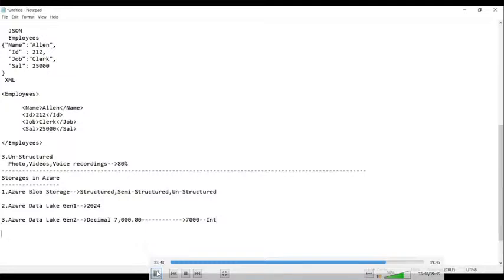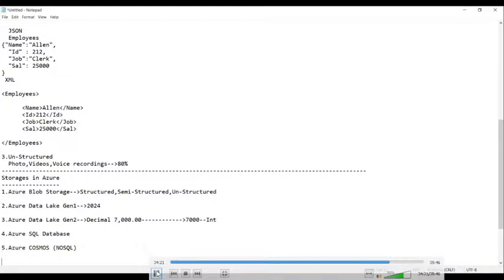Guys, apart from this, you also have the next one, Azure SQL database. Then you have Azure Cosmos DB. Cosmos DB is nothing but a NoSQL database. Am I right, everyone?